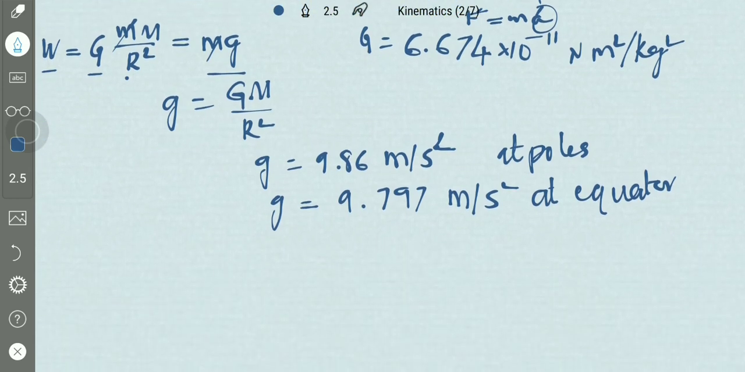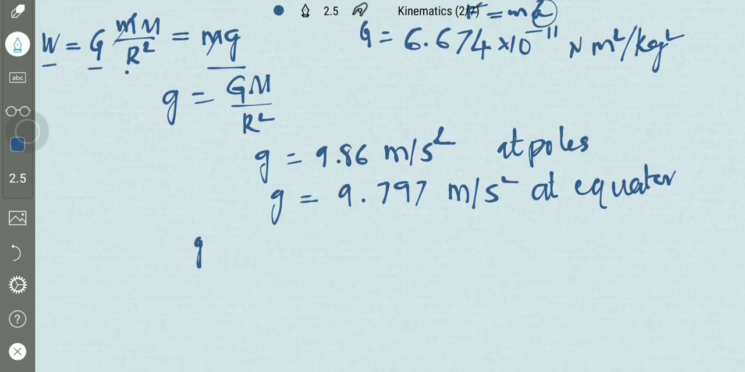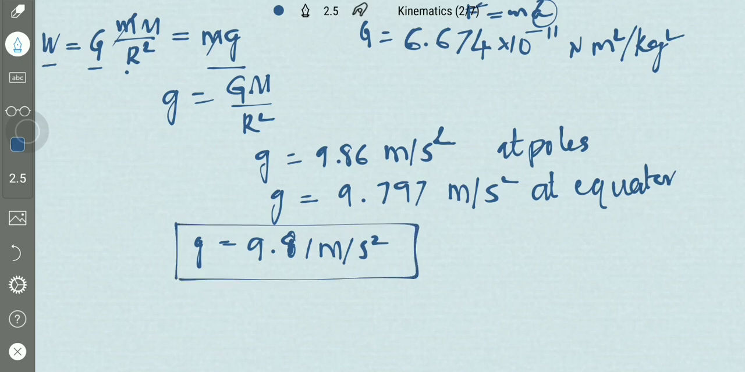So as a standard value on earth, we take g as 9.81 meter per second square. What does this mean? For every second the body increases its velocity by 9.81 meter per second. So 9.81 meter per second is increased for every second. This is acceleration due to gravity.